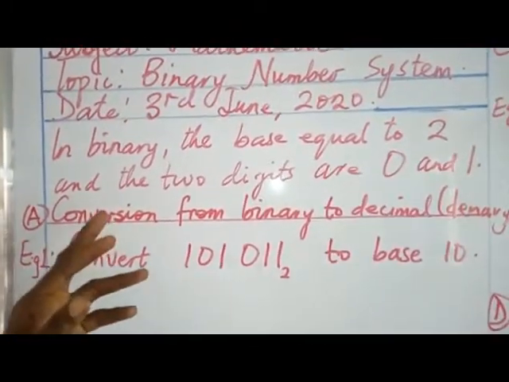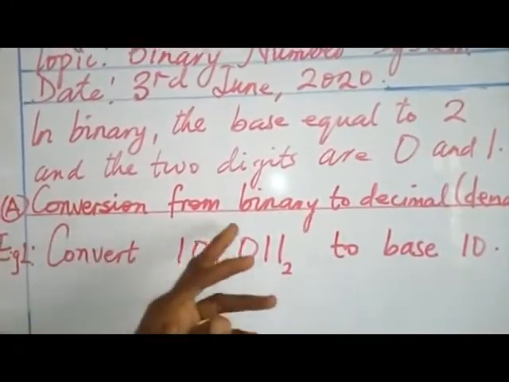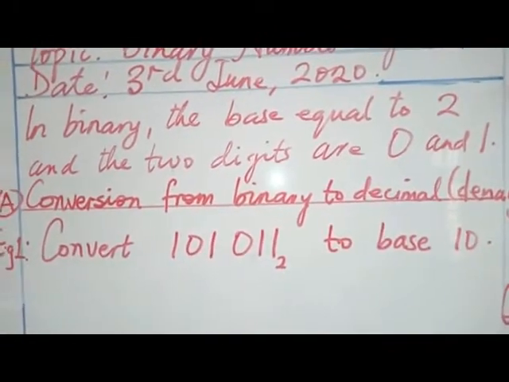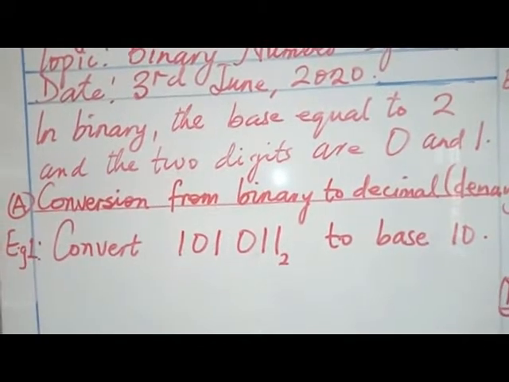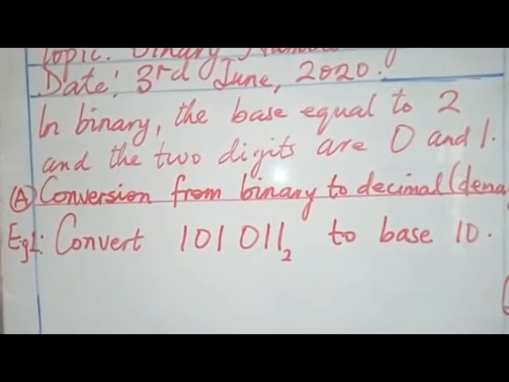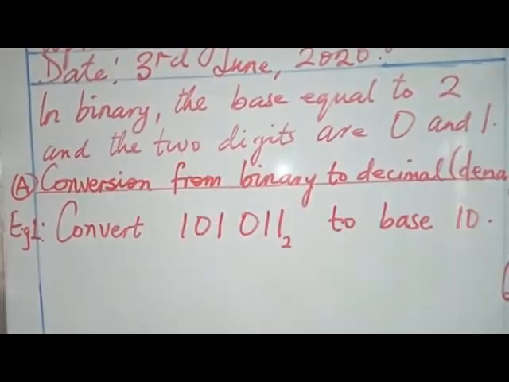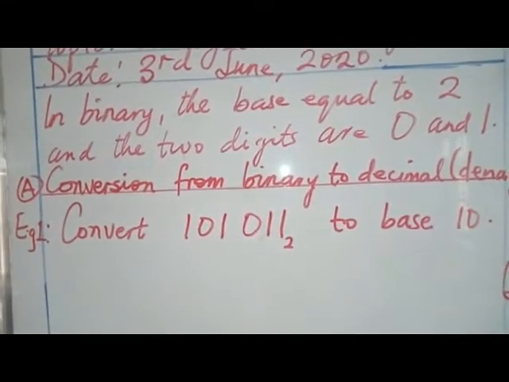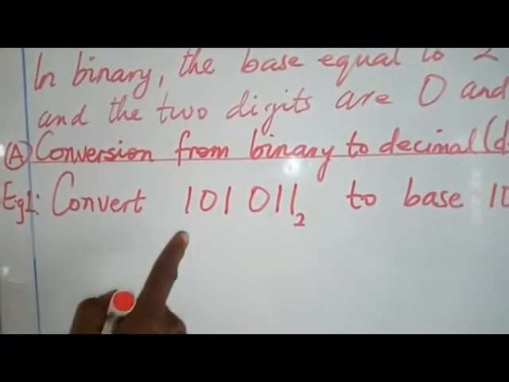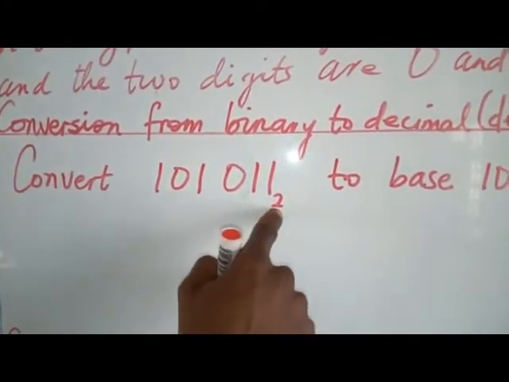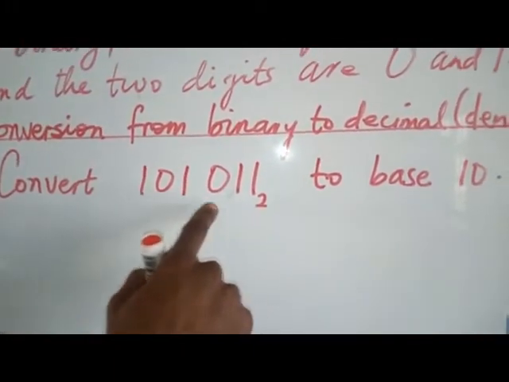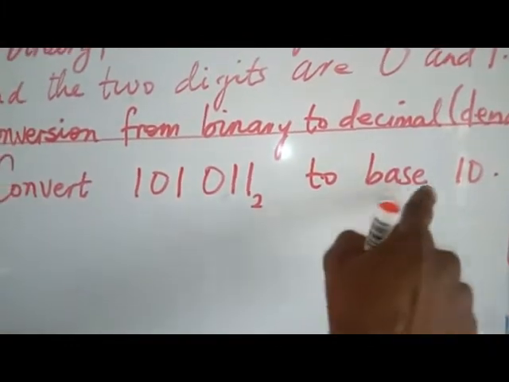Example A: we are going to do a conversion from binary to decimal. Another name for decimal is denary. So denary means counting in decimal. In this case, we're going to convert from binary to decimal. Just look at the board. This binary number is in base 2. It's always in base 2. So we're going to convert from base 2 to base 10.